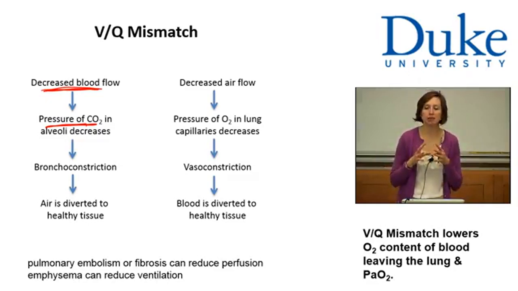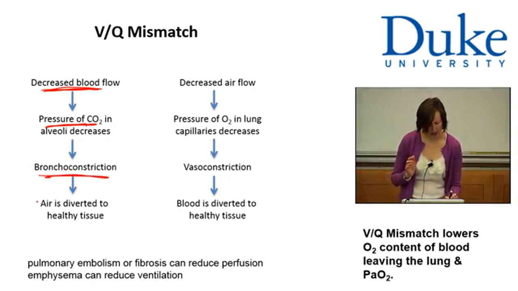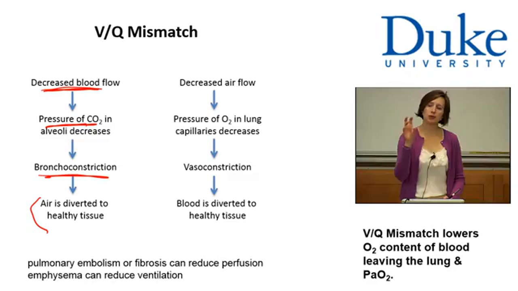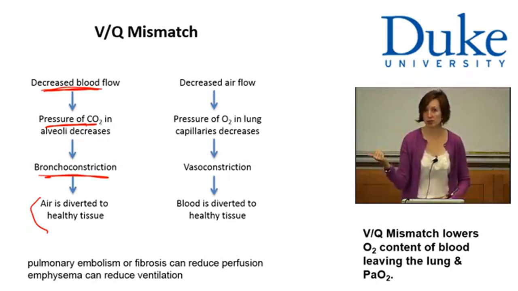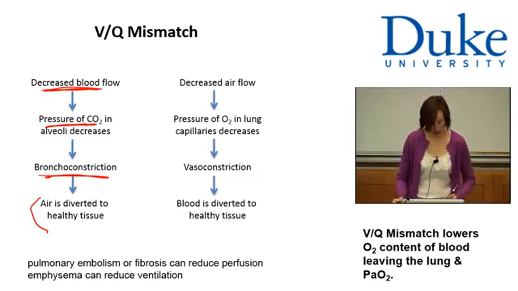So the body senses this and says, okay, for some reason I'm not receiving blood flow. What I'm going to do is cause bronchoconstriction, which doesn't make so much sense unless you think about the fact that it allows the air that was going to that part of the lung to go to a different part of the lung where it can actually be used. There's no point in wasting that air that's coming in to that part of the lung if it's not getting exposed to blood. And so instead, it gets diverted to another part of the lung that is healthy.